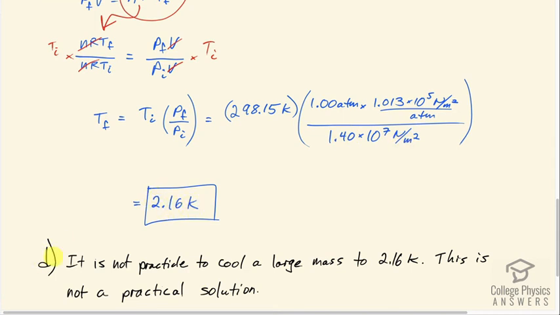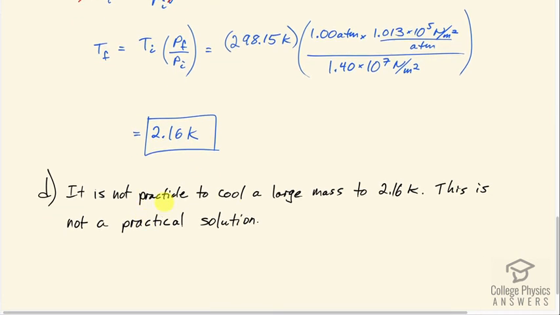And part D asks us, is it a practical solution to cool the tank to this temperature to prevent leaking? Because once the tank has an absolute pressure of 1 atmosphere, there will be no gas leaking out because the pressure will be the same as the atmospheric pressure pushing in. And it's not practical, though, to cool such a large mass to 2.16 Kelvin, so it's not a practical solution.